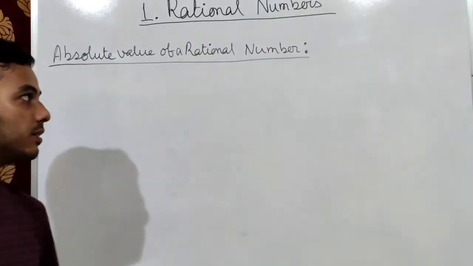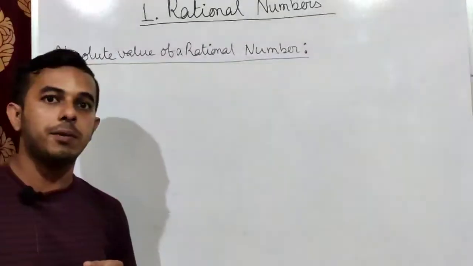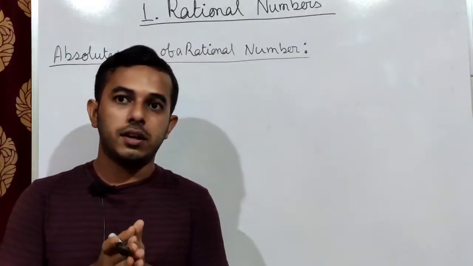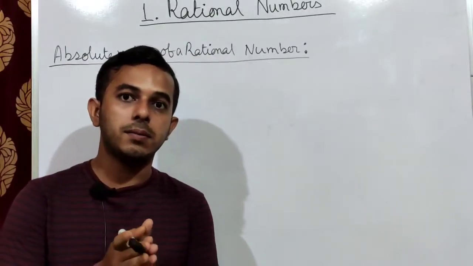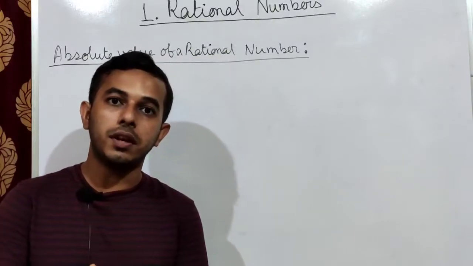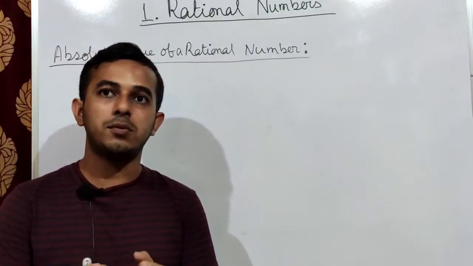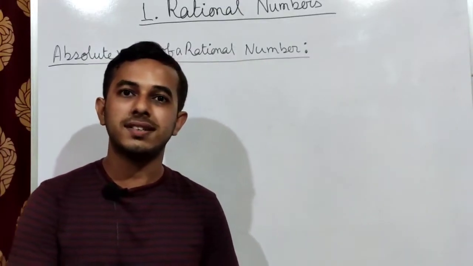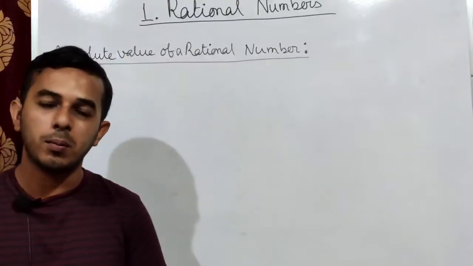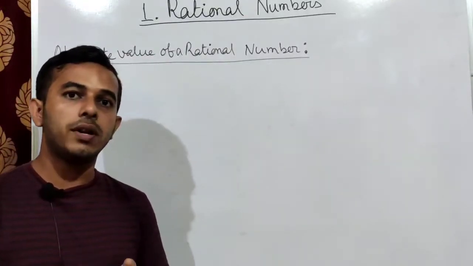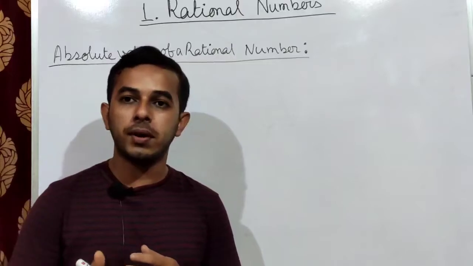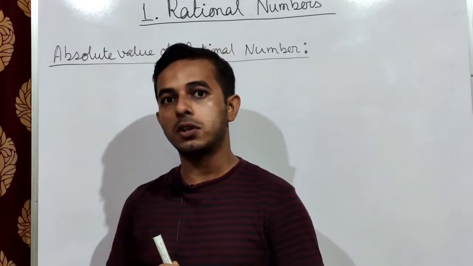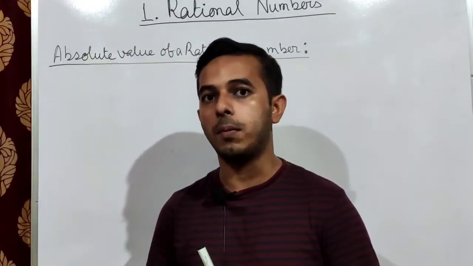Our next topic is absolute value of a rational number. Absolute value means what? If the rational number is -3/-5, its value will be 3/5. That means in that case we will not bother about the sign, whether it is negative or positive, right? The numerical value will be their absolute value.